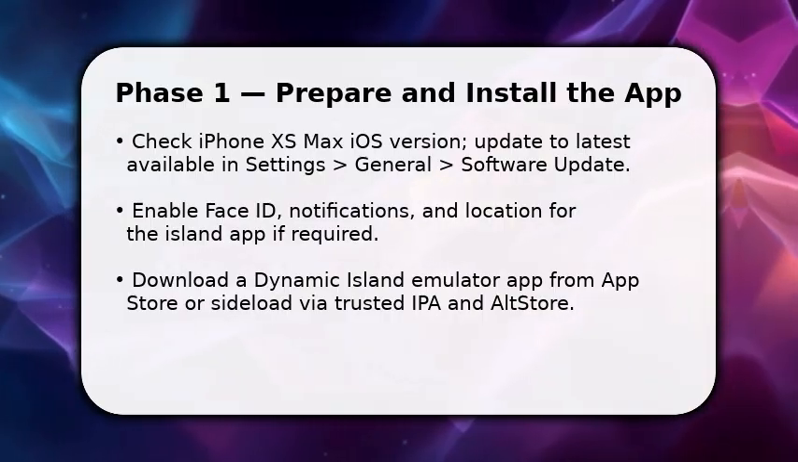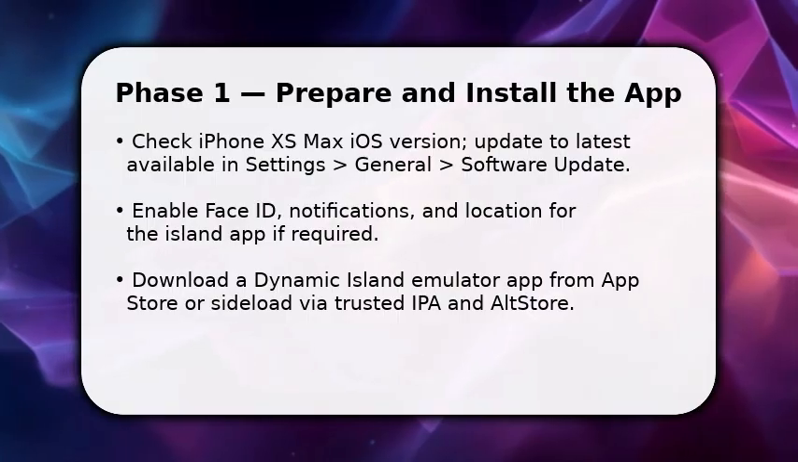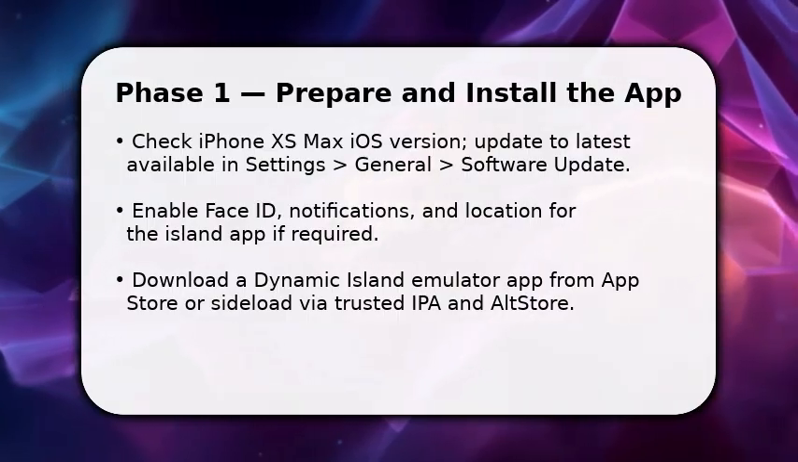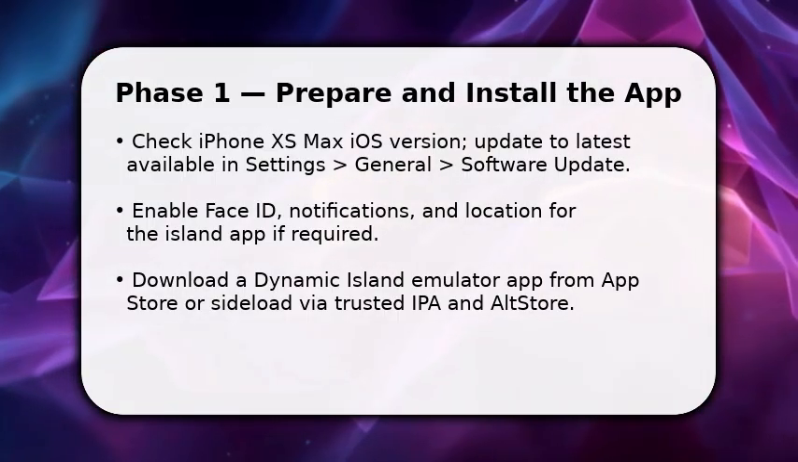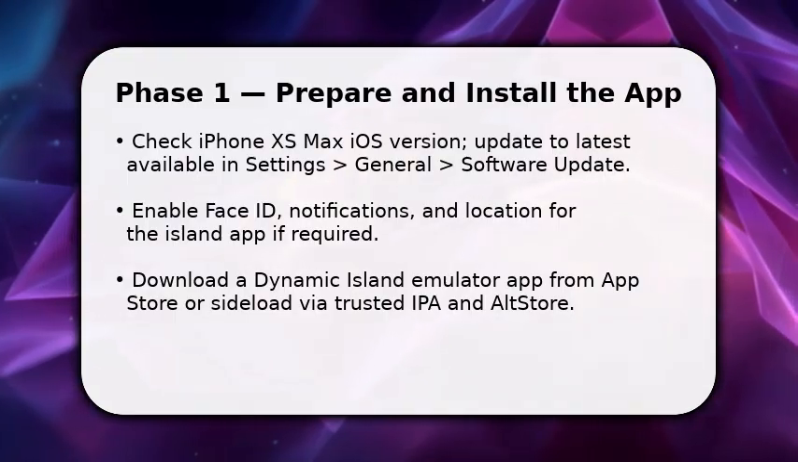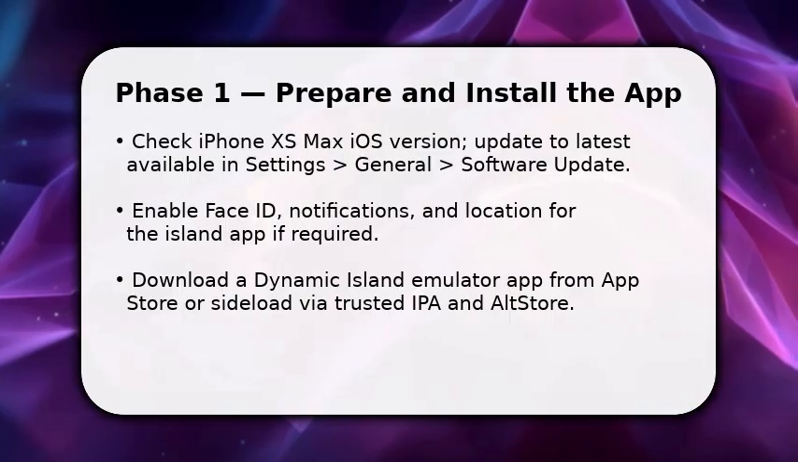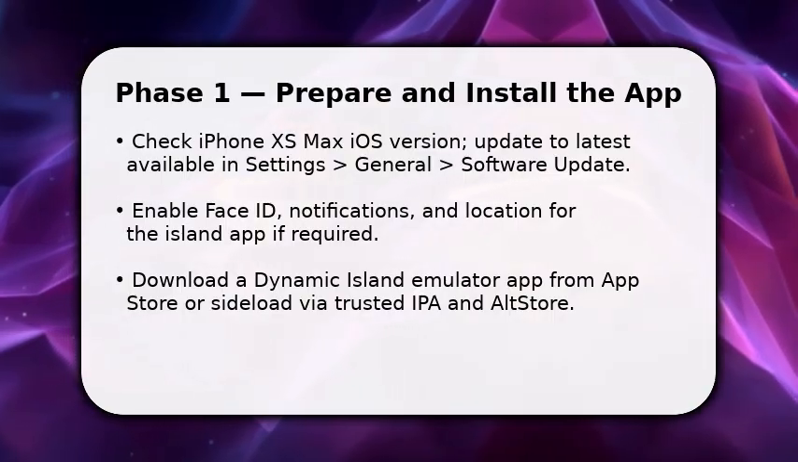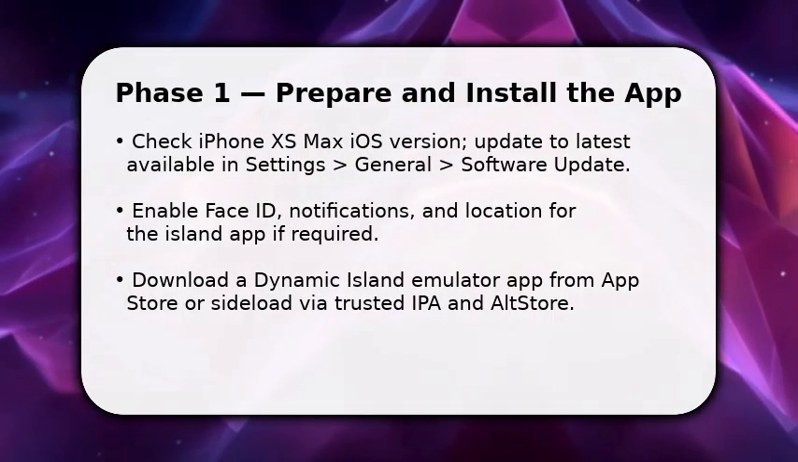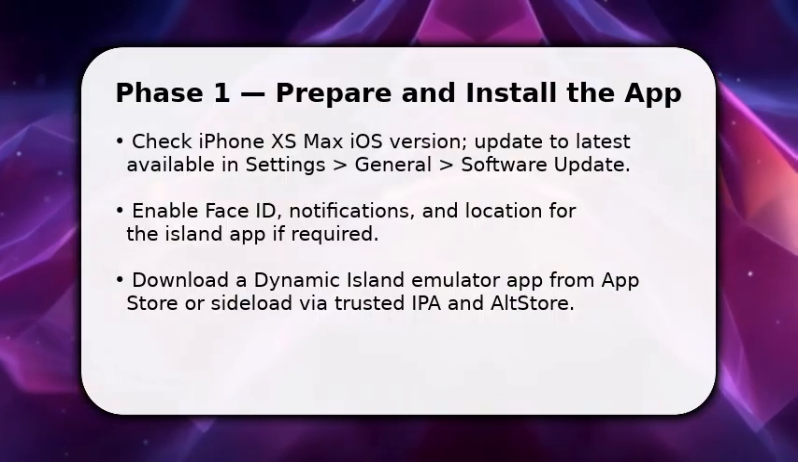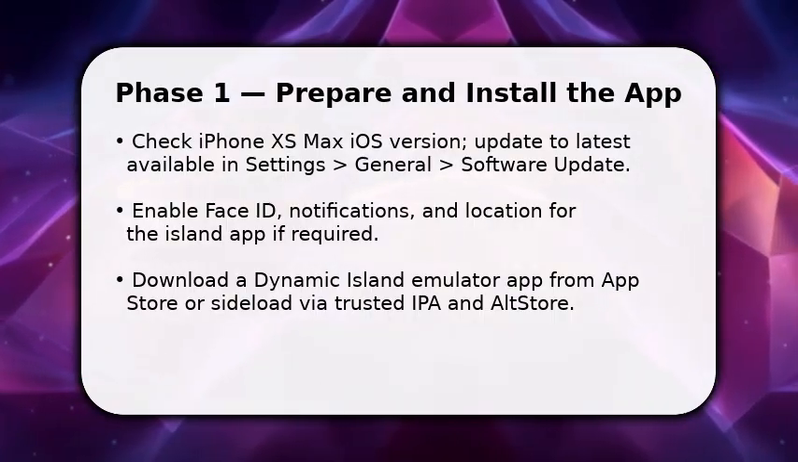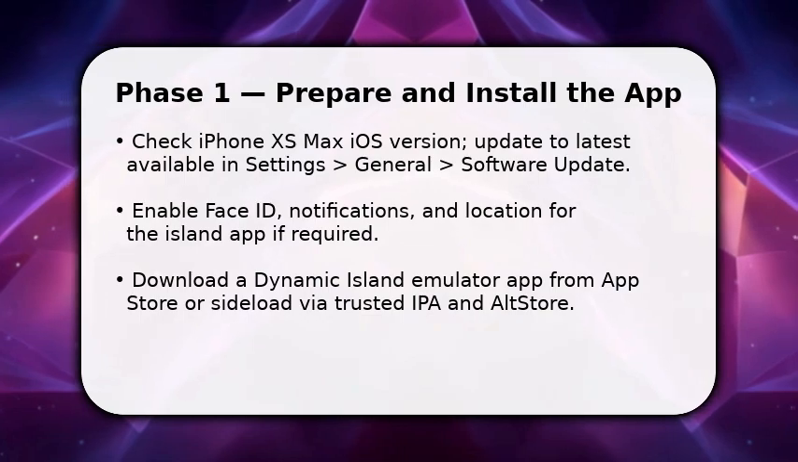Once the app is downloaded, enable notifications, Face ID or accessibility features the app requests, and allow location if prompted. Make sure storage and battery are adequate. Low storage can break installs. If sideloading, connect to your Mac or PC and follow the signing steps. This prevents app revocation later. You're primed to run the emulator immediately.